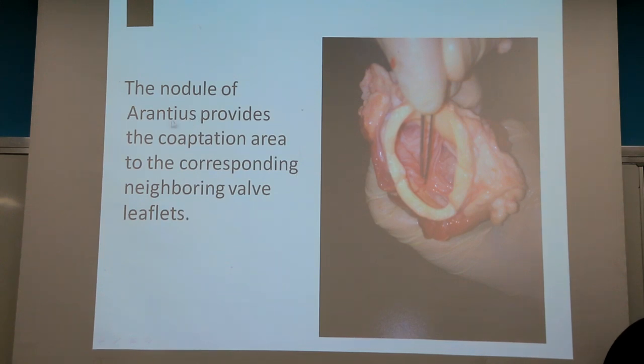The nodule of Arantius provides a coaptation area to the corresponding neighboring valve leaflets. So the three nodules of Arantius come in contact together. That means that the valve is competent. As you can see here, they are all at the same point, at one point.